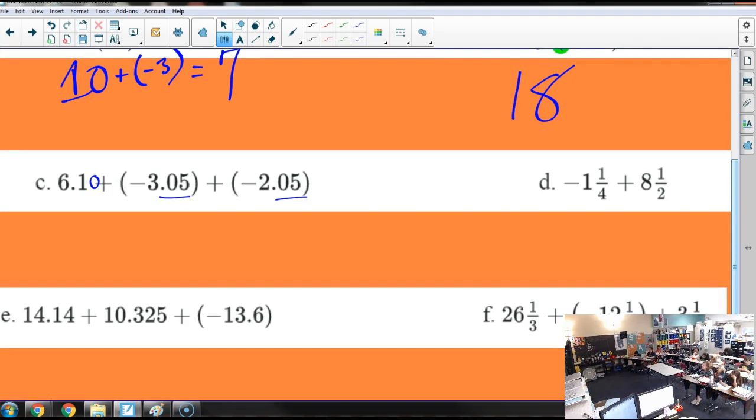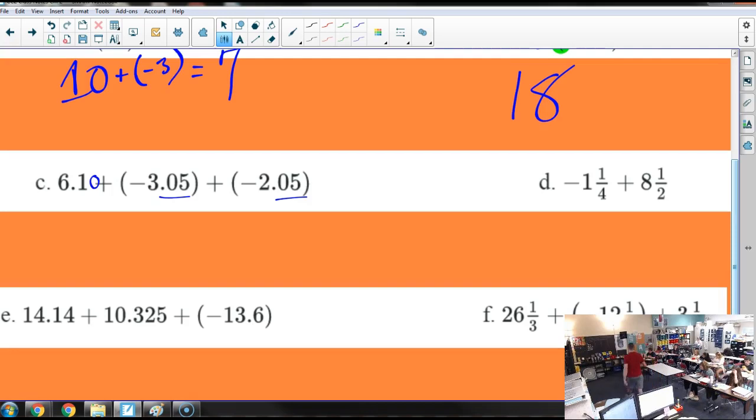If you're doing this in a calculator, I would still say do the positives together first, do the negatives together first, and then put them together. Does that make sense what I'm saying? Put the negatives together and then deal with them.